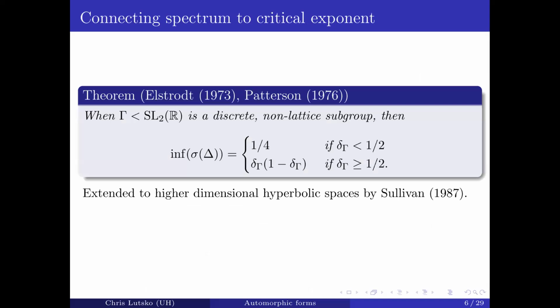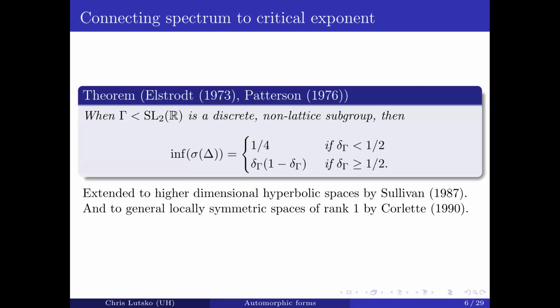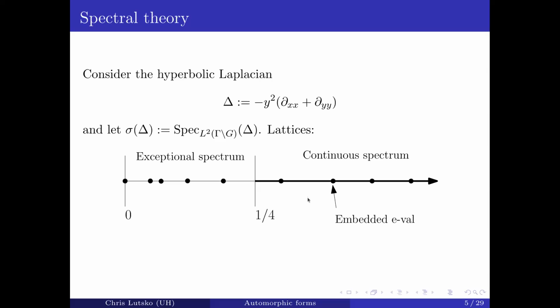This was extended to higher dimensions by Sullivan, and to more general locally symmetric spaces by Corlette. And another fact due to Lax-Phillips is that for infinite co-volume subgroups, we get no embedded eigenvalues. So we could have exceptional spectrum, and we have continuous spectrum, but we have no embedded eigenvalues. Yeah, that's a theorem.